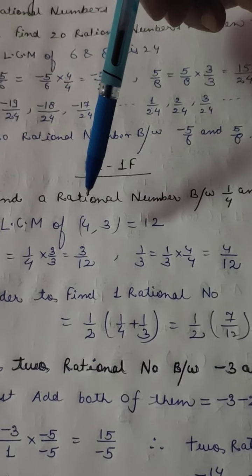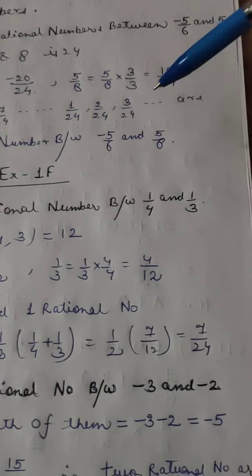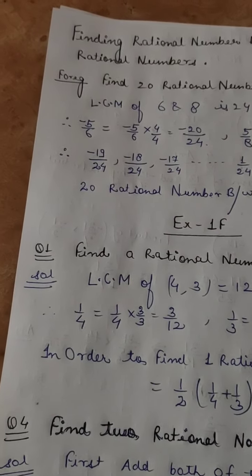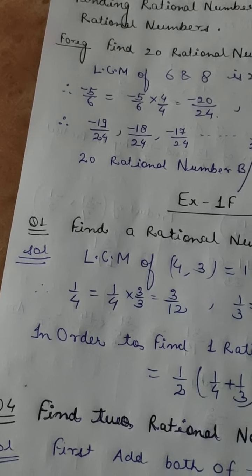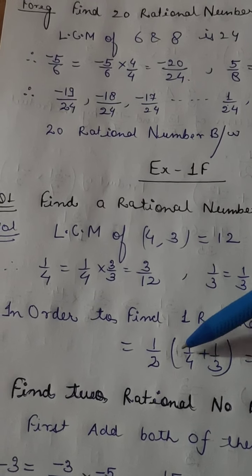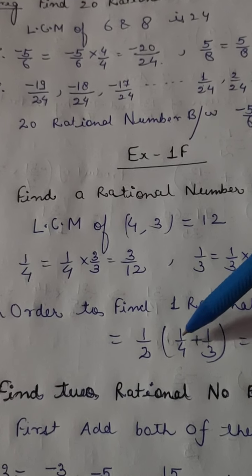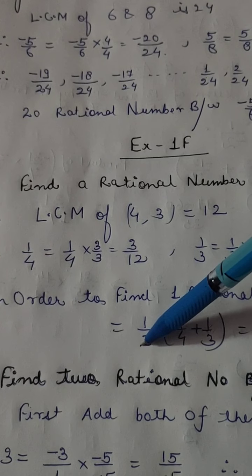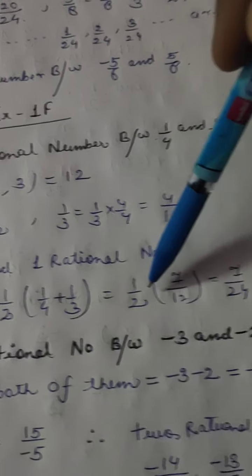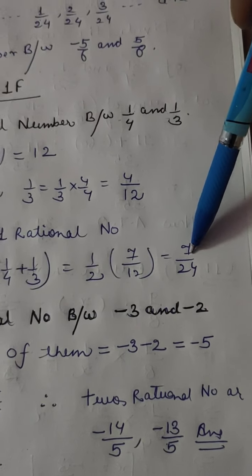Here the first question is to find a rational number between 1 by 4 and 1 by 3. In order to find a rational number between these two rational numbers, you simply add these two rational numbers and divide by 2. So I have added these two rational numbers and divided by 2. That is 1 by 2 multiplied by 1 by 4 plus 1 by 3, which is equal to 1 by 2 times 7 by 12, that comes to be 7 by 24.